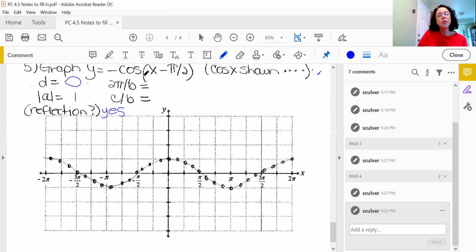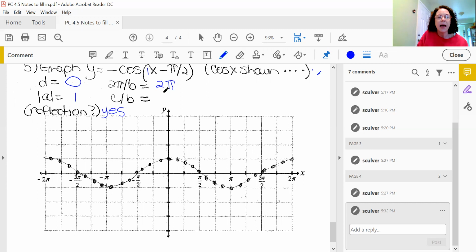Okay, my B is 1, right? So notice that 2 pi divided by 1 is still 2 pi. So notice I do not have a change in the period. So I won't set horizontal boundaries. I will still make a full cycle from 0 to 2 pi, but this time I do have a phase shift. So notice this time I picked cosine, I picked a reflection, and I also picked that there's a phase shift. Okay, so let's take a look here.